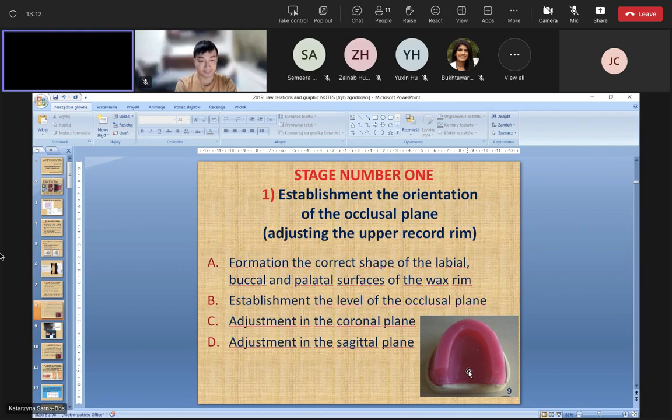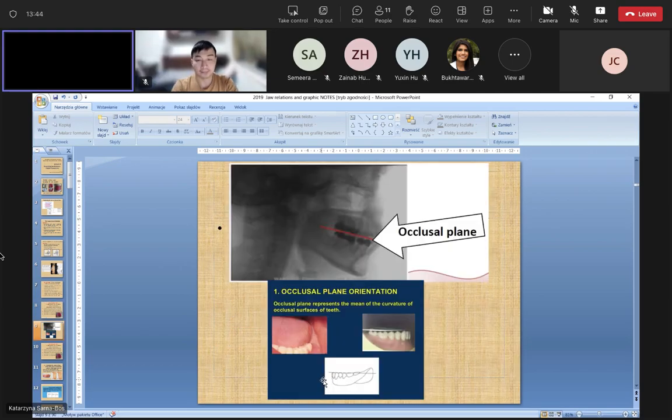Then he or she should establish the level of the occlusal plane. And finally, he has to conform the rim in the coronal plane and in the sagittal plane. So this is very important, that stage number 1 is divided into some substages, as you see here, A, B, C, and D. What does it mean?